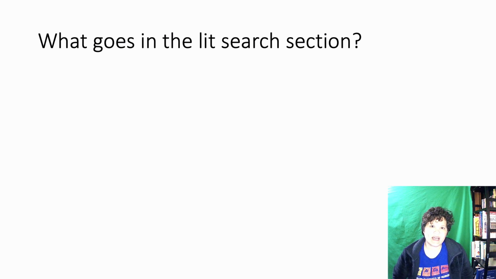And the reason I suggest that you write your lit search last is because writing the beginning and the end help you to frame what goes in the lit search section. So I've mentioned before that I've read a lot of student drafts, and one of the things I see in student drafts is a lit search section that is very, very sparse. In other words, there's only maybe a paper or two cited there, not very much.